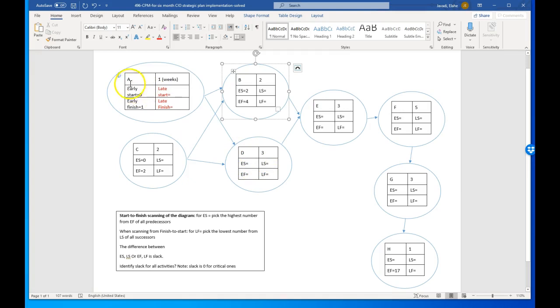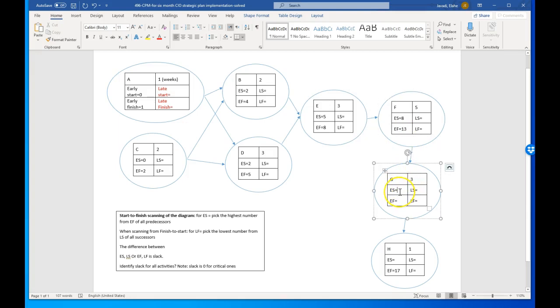D is also A and C. One of them is ending on week 2, so this one has to wait till week 2. 2 plus 3, 5. This one depends on B and D. One ends on week 5 and the other on week 4, so we're going to get the larger number, 5. 5 plus 3, 8. This one depends only on this one. The earliest it can start is week 8, which is when the earlier one finishes. Early finish is 8 plus 5, 13.